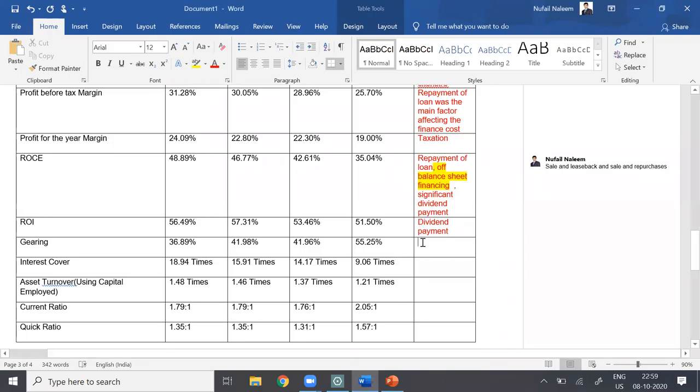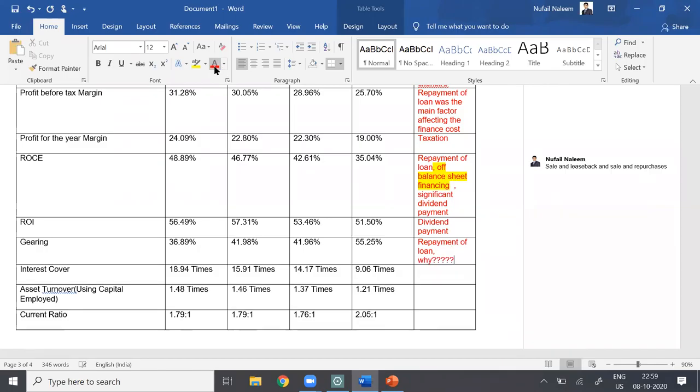Gearing, again, we have identified the repayment of loan. Agree or not agree? We have made a repayment of loan. But my question is, why did we repay the loan? Did they mention that? The rationale behind the repayment? Not yet, right? We don't know.